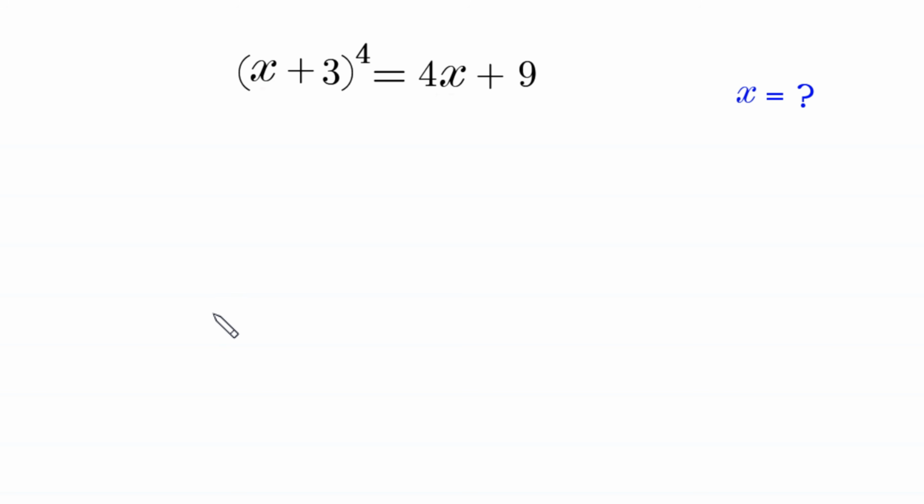Hello, welcome to how to solve this very nice algebra equation. (x + 3)^4 is equal to 4x + 9. We need to find all possible values of x.